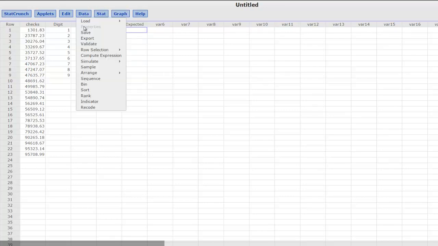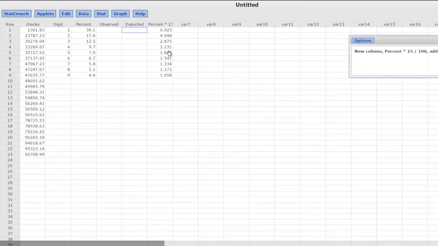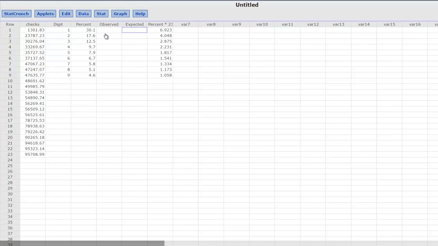If you go to Data, Compute Expression, Build an Expression, I'm going to take the percentages and add that column. I'm going to multiply that by 23 because that's my sample size, but then I'm going to divide it by 100 because you'll notice that these things aren't listed in percentages, right? If I want to take 30% of something, I have to multiply it by 0.301. So dividing by 100 just turns this into an actual percentage. If I hit OK and compute, it gives me a new column, and these are the expected number of checks that we should see according to Benford's law from a sample of size 23. So out of 23, if you do 30% of that, we get almost 9 checks, right? Then we get a little over 4 checks, a little less than 3, right?